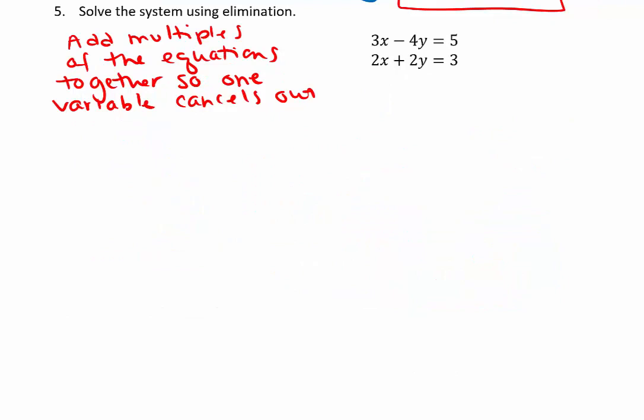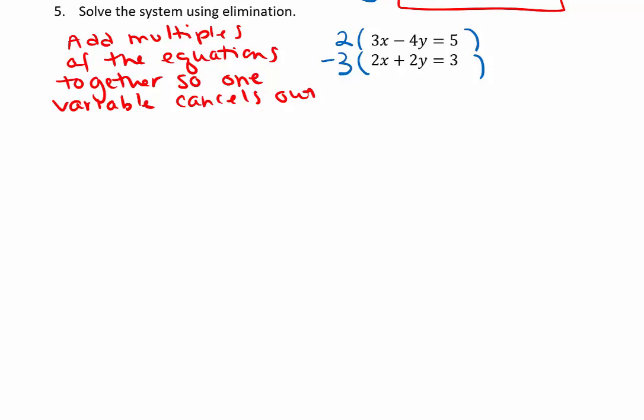Now in this third method I'm going to show you, called elimination, we're actually going to take our equations and add them together. More specifically, we're going to add multiples of the equations together with the goal of eliminating or canceling out one of the variables. So let's say I want to cancel out the x's. I want to get rid of the x's.